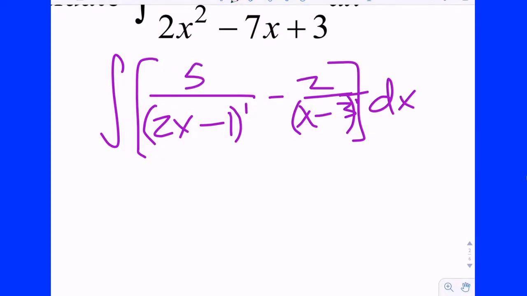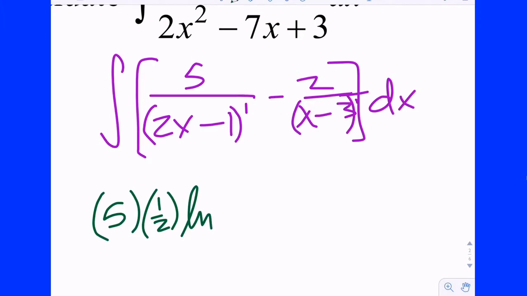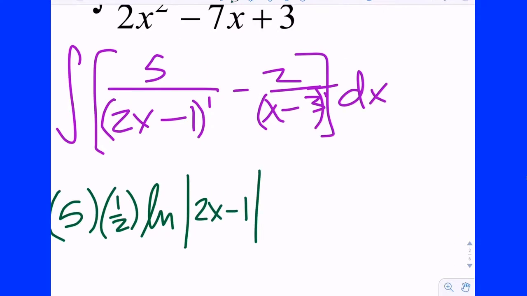So let's see, in the first term, the 5 goes along for the ride. What's the derivative of 2x minus 1? 2, so we have a correction of 1/2. And because our inside function's in the bottom to the first, it's going to be a natural log of the absolute value of the blob. Good, there's the first term.